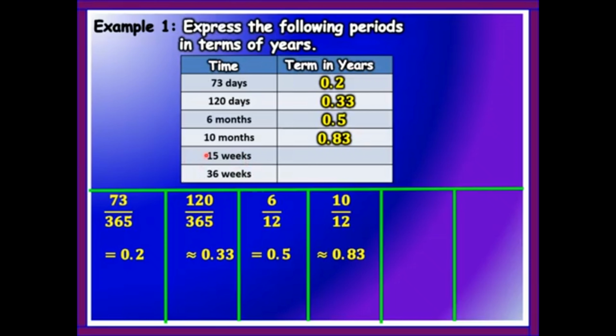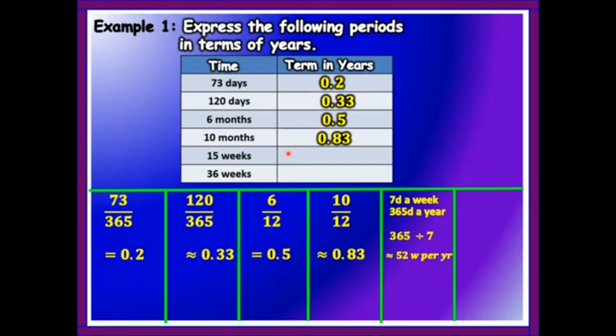And next, 15 weeks, we will convert it into years. So remember that there are 7 days in a week. And then there are 365 days every year. So we can just divide 365 by 7, and that's going to be almost equal to 52 weeks per year.